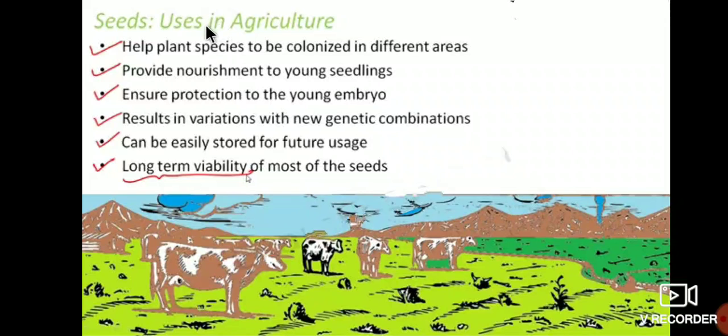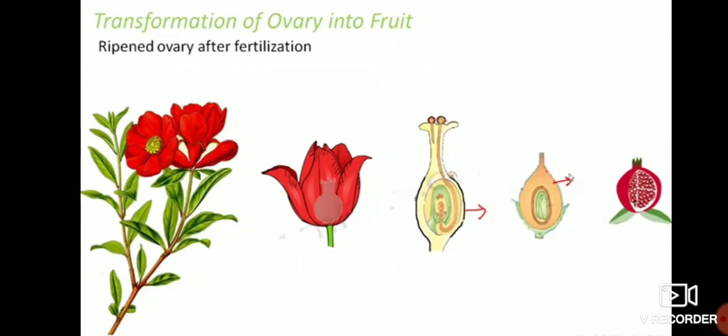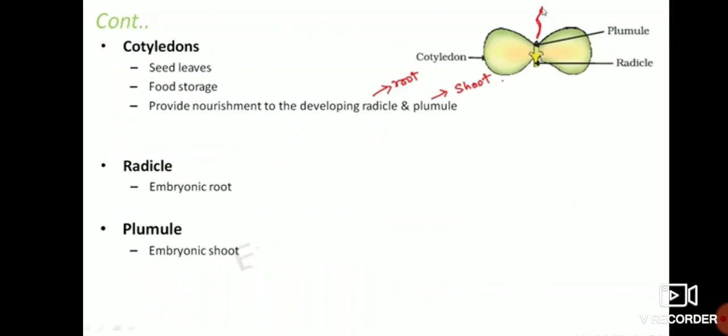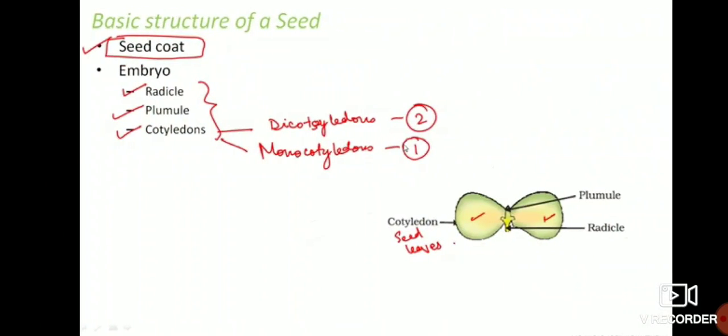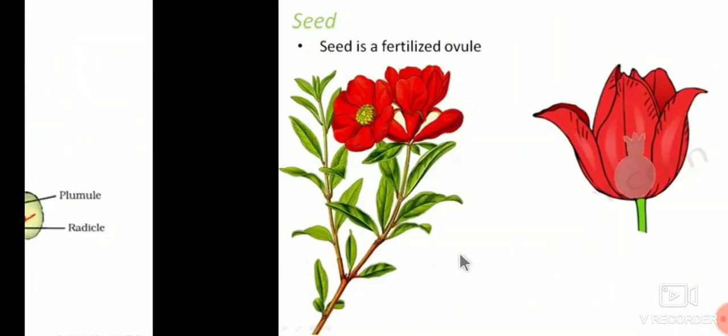And next they will ask, what are the uses of seed in agriculture? If they ask, you should write at least 3 to 4 points in this one. It's very important. And they may not ask this one, but they will ask this one, basic structure of a seed, maybe or may not be.